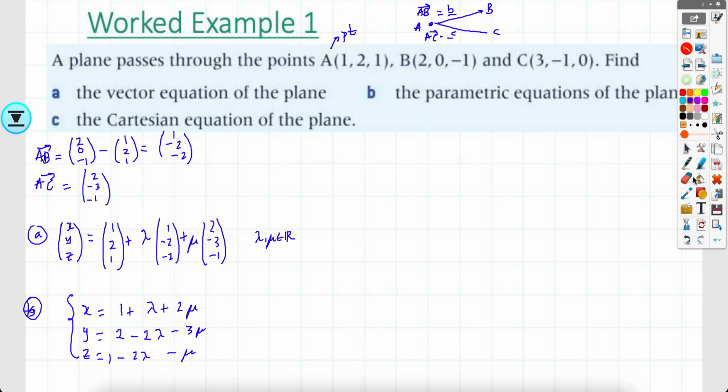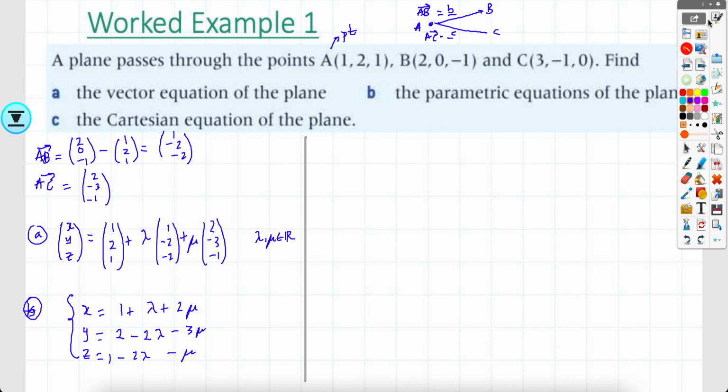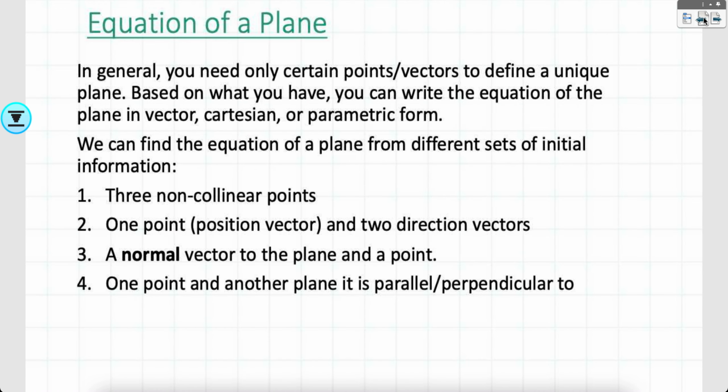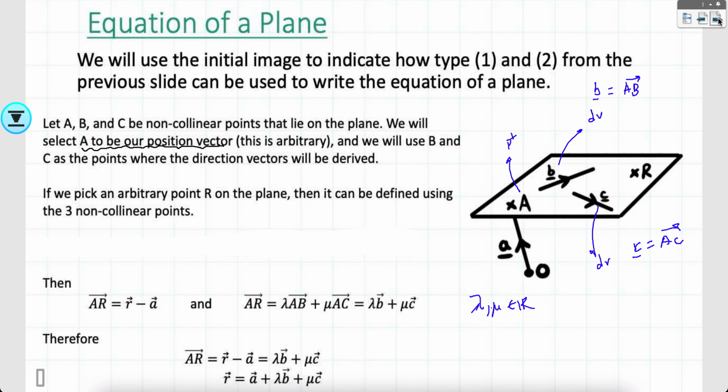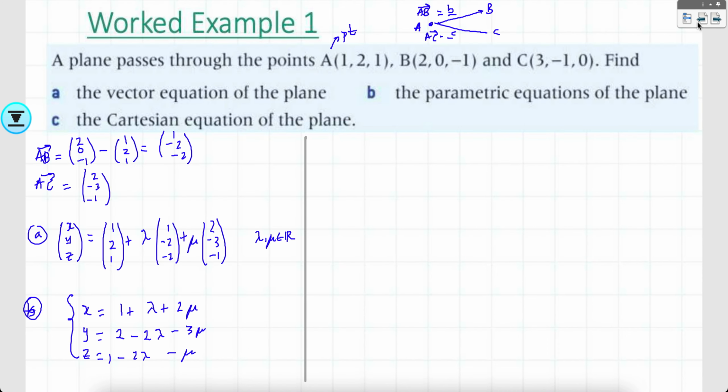Now I'm leaving enough space for part C because it's going to take up space. In part C, again, if we have the normal and a point, as I said, the type 3, if we have this version, then it's much easier to do. But we're not in this situation, and it will take a bit of algebra work.